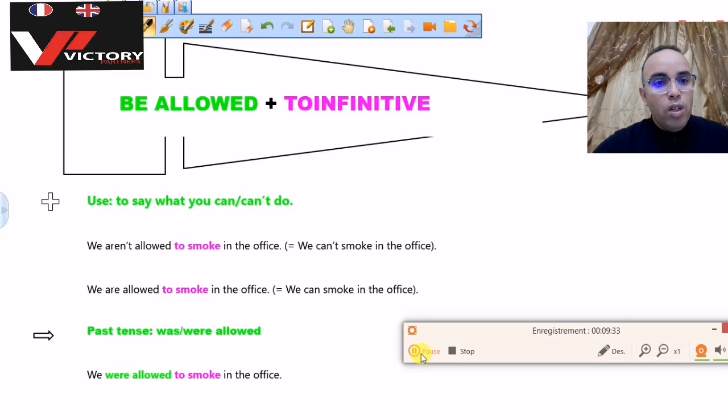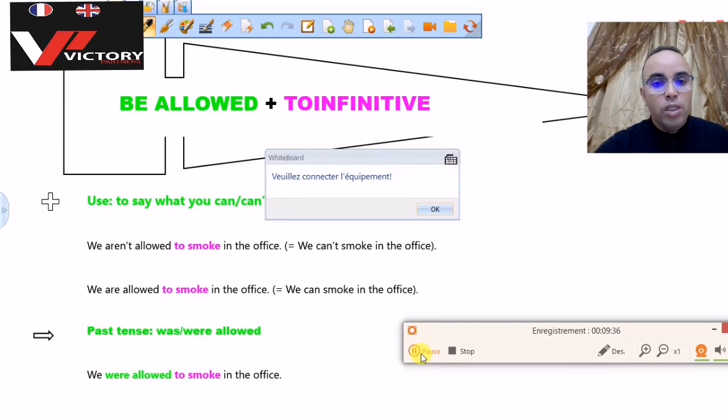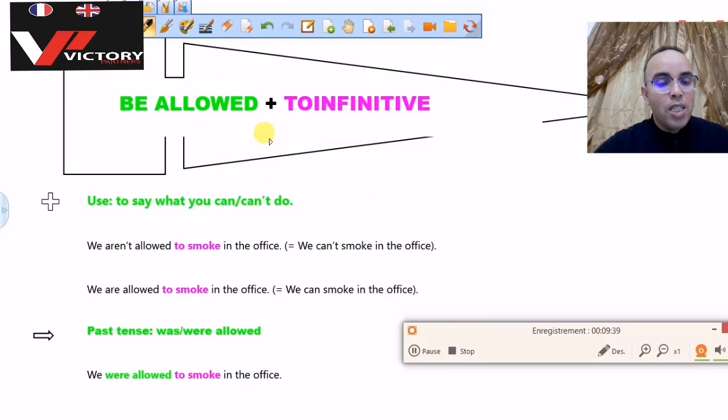Our last word is be allowed to, or be allowed. In fact, this word has a similar meaning like let or to let. But the difference here is that be allowed is directly followed by to infinitive, whereas let is followed by object and then bare infinitive. So what is the meaning of be allowed to? Be allowed to means I have got the permission to do something, or I don't have the permission to do something. We use be allowed to say what you can or what you can't do.